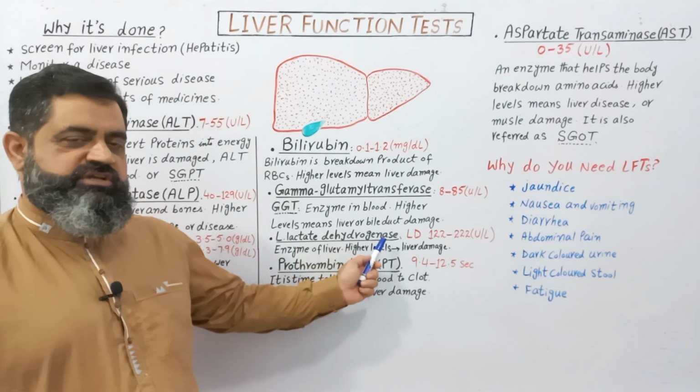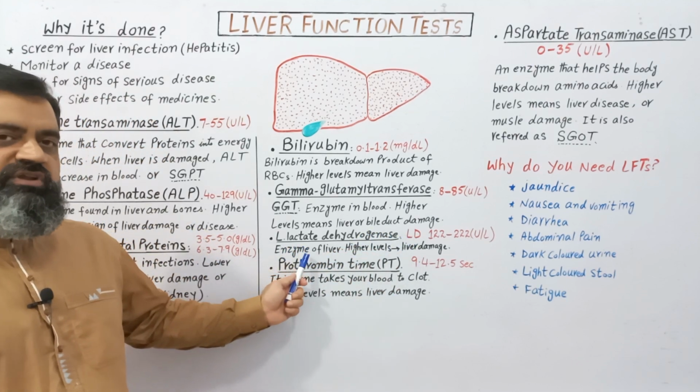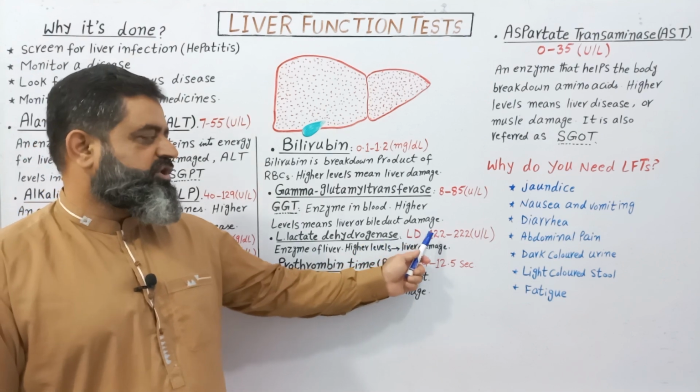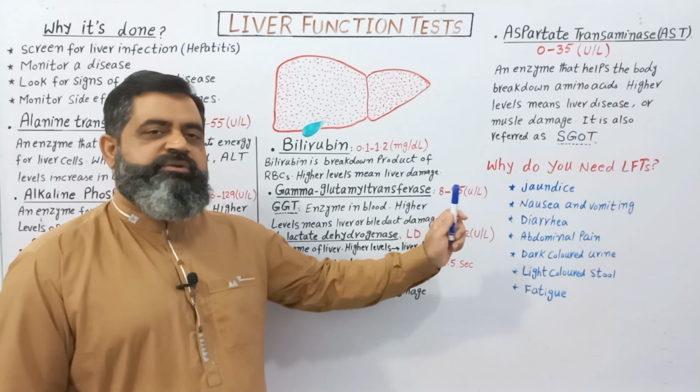Lactate dehydrogenase, which is also known as LD, is also an enzyme of the liver. Its higher levels are a sign of liver damage. The normal value is 122 to 222 units per liter.